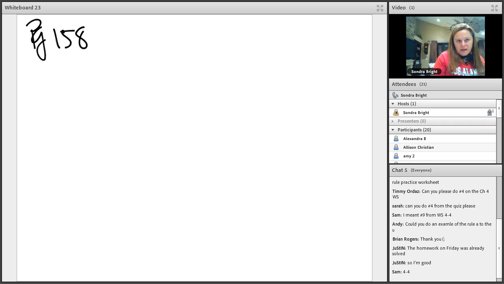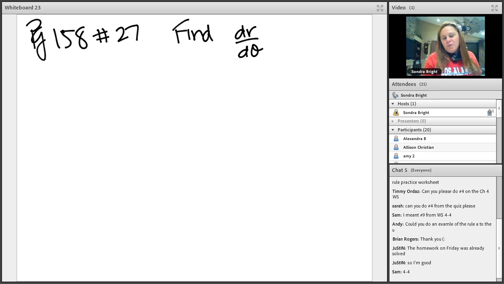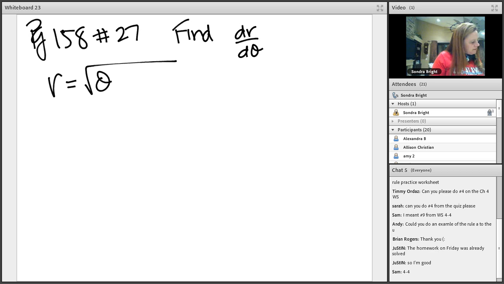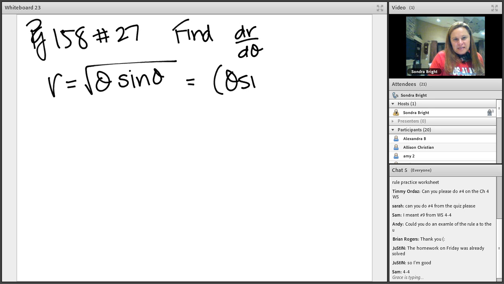Page 158, number 27, wants you to find dr d theta. That's the same thing as finding dy dx. It's just your function, instead of it being in terms of y and x, it's in terms of r and theta. But that's it. You have r equals the square root of theta times sine of theta. So I'm going to rewrite this as theta times sine of theta to the 1/2 power. The square root is to the 1/2 power.